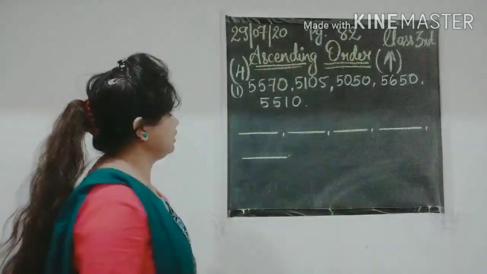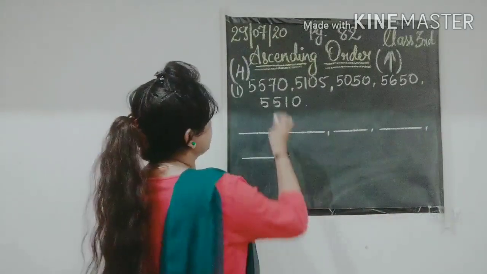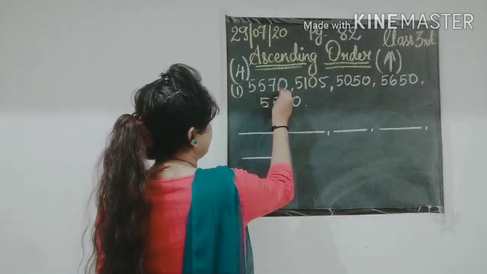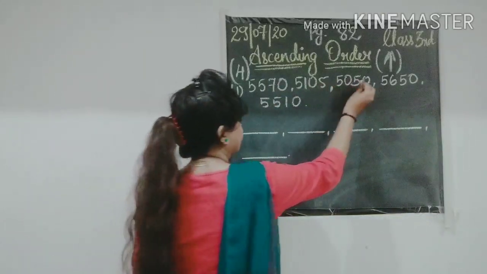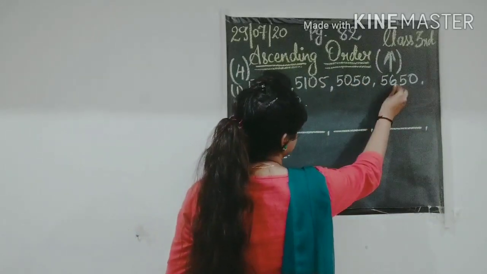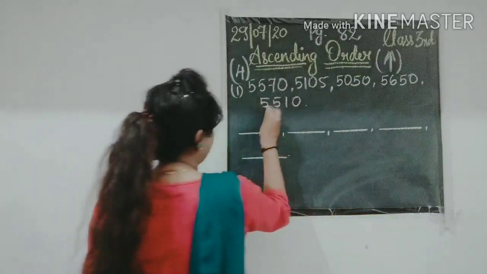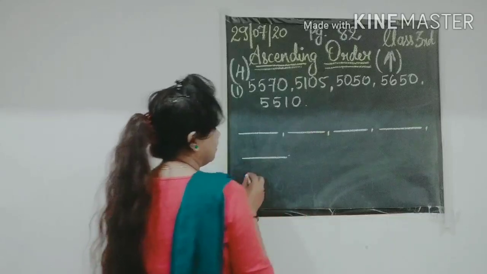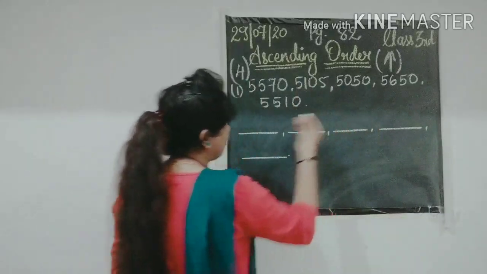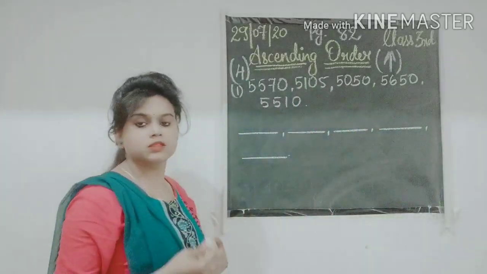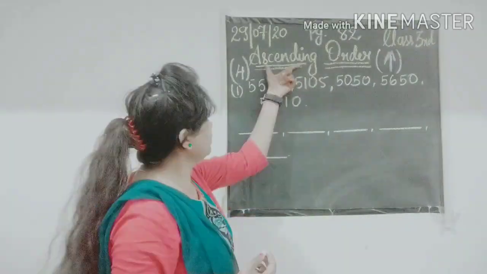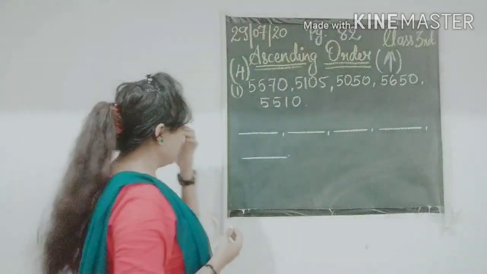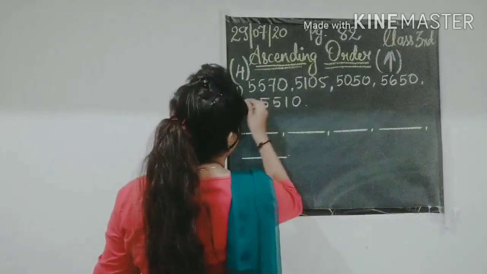Okay? So see here. First question is 5,570, 5,105, 5,050, 5,650 and 5,510. You have to again compare all the numbers and find out the smallest number out of these numbers, as we have to arrange them in ascending order. So find out the smallest number.